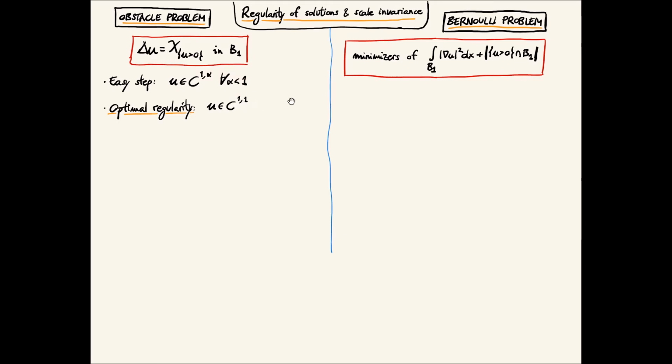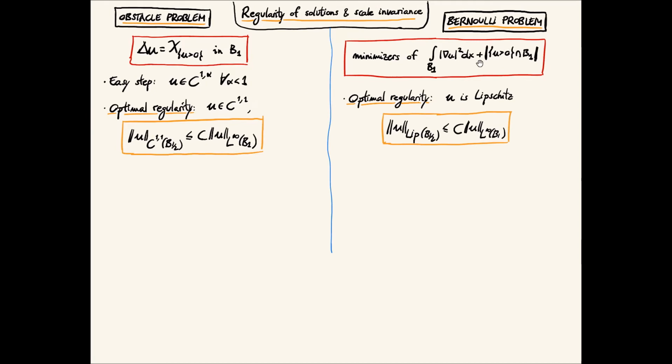One can prove that solutions are C^{1,1} with an estimate in terms of the L infinity norm of U, for example. While in the case of the Bernoulli problem, minimizers of this are Lipschitz. Notice that first U is 0 and then the gradient is 1. So Lipschitz is optimal. Lipschitz is the natural optimal regularity in this context, and we have this estimate in terms of the L infinity norm as well. So these are the optimal regularity estimates for U. And this is not so difficult to prove. This is not the difficult part of the theory.